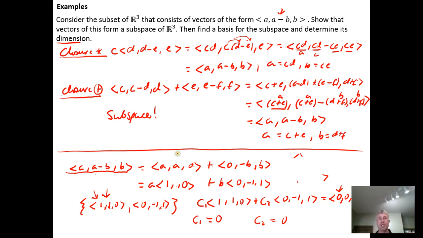So clearly we span. This proves that we span the set of vectors that look like this. This proves that they're a linearly independent set, which means that they are definitely a basis for the subspace.